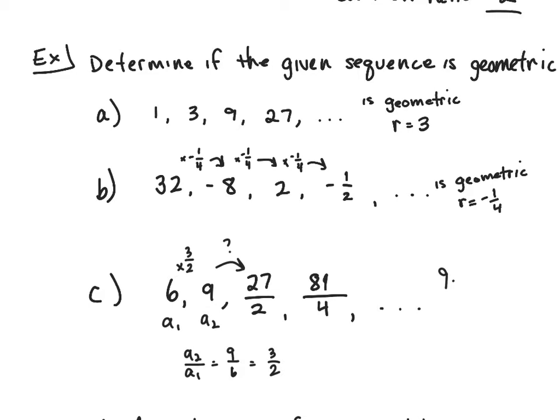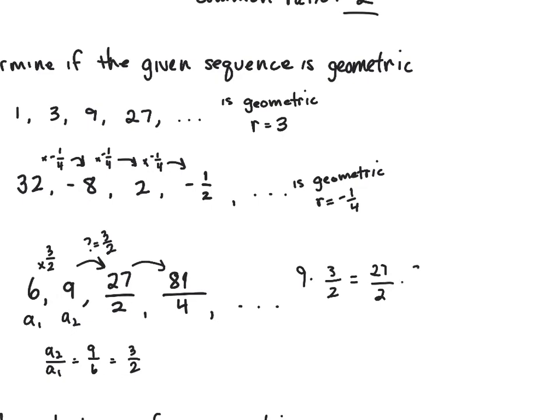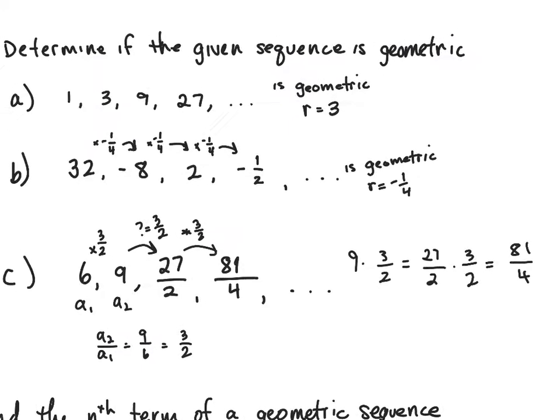Well, if I took 9 and multiplied it by 3/2, then we would get 27/2. So looks like we have 3/2 there as well. Now to go from 27/2 to 81/4, let's see if we multiply that by 3/2. 27 times 3 is 81, and 2 times 2 is 4. So it looks like we're multiplying by 3/2 there as well. So this is geometric.